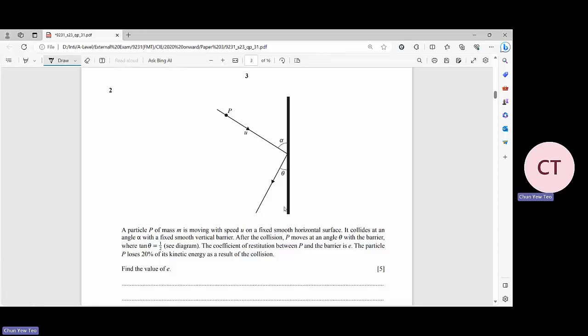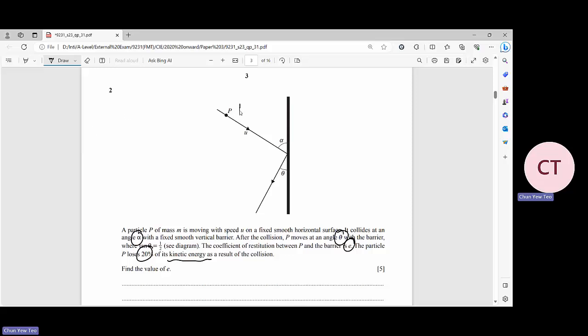Now we look at question number 2. You have a diagram here. A particle P of mass m is moving with a speed u on a fixed smooth horizontal surface. It collides at an angle alpha with a fixed smooth vertical barrier. After the collision, P moves at an angle theta with the barrier where tan theta is equal to half. See the diagram, this is the theta, this is the alpha. Then the question mentioned that the coefficient of restitution between P and the barrier is e, and the particle loses 20% of the KE as a result of the collision.